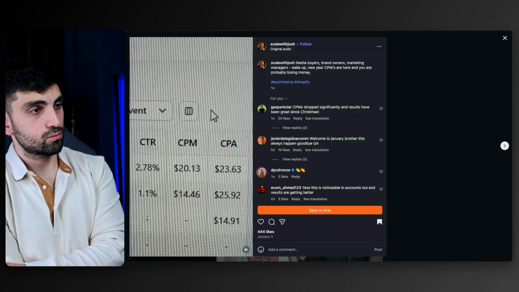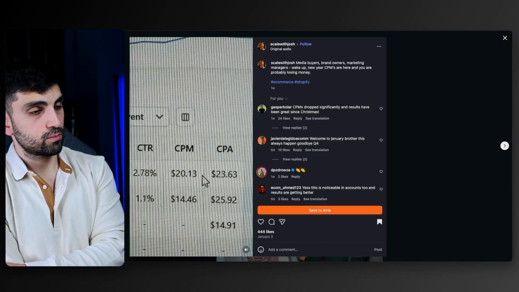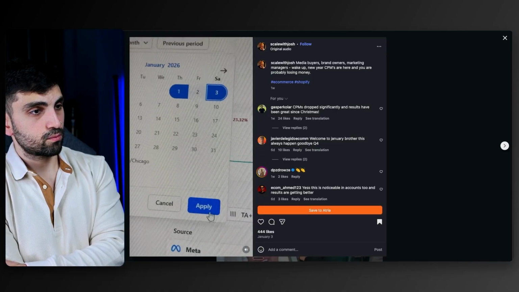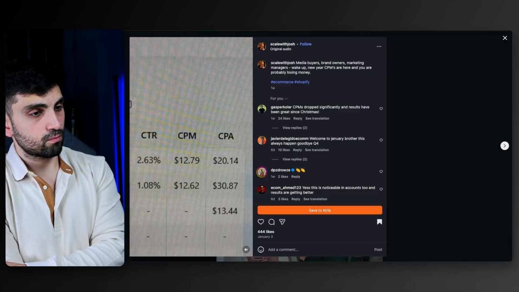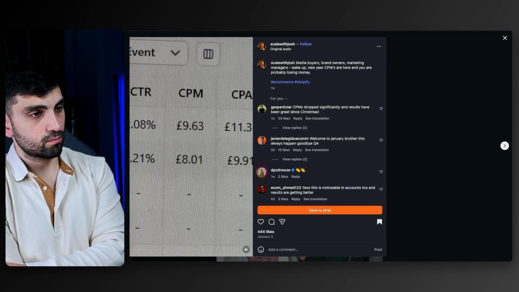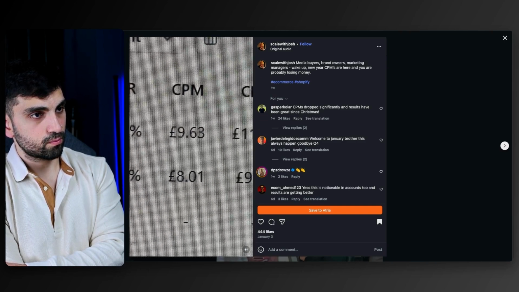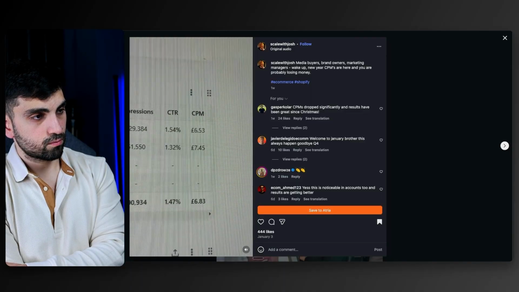Okay, so here's one ad account last month. Look at this CPM here, $20. And if I now go to this month, look what happens. That CPM has come down to $12 this month so far. And now another account last month, £9 CPM. Change to January, and that CPM is down to £6.50.